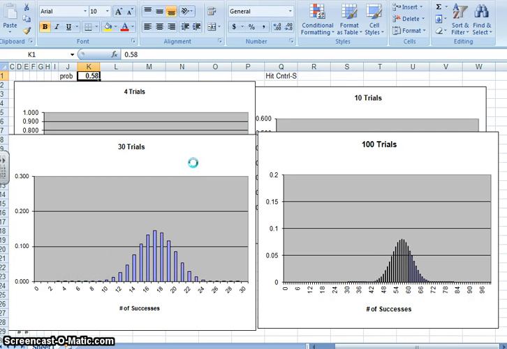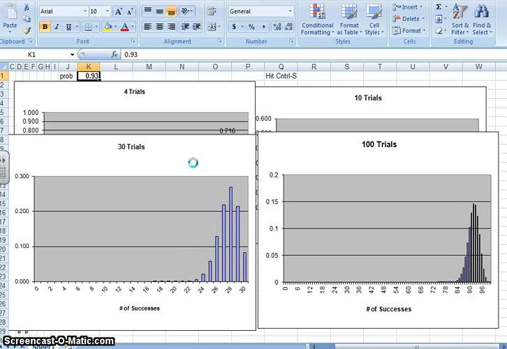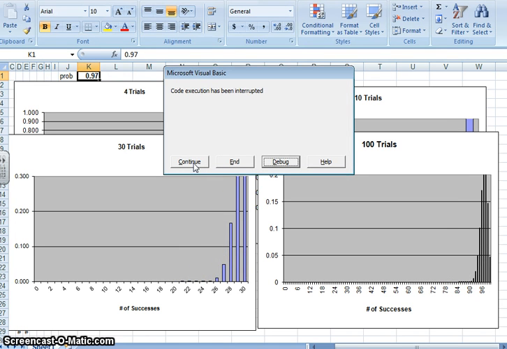All right, we're awfully close. Okay, now we're in 0.6, 0.7, 0.8. Pause it. Okay, we're at 0.97. All right.